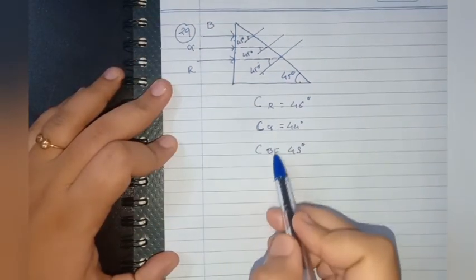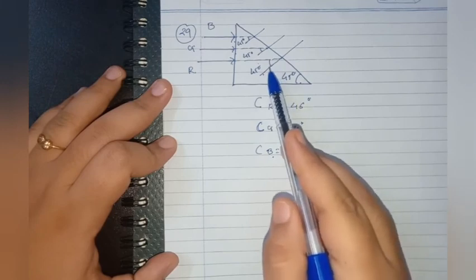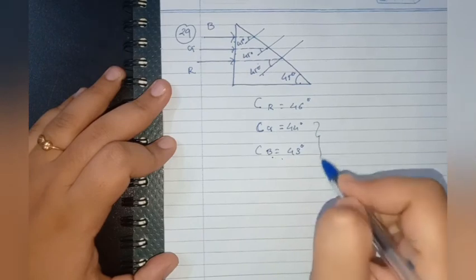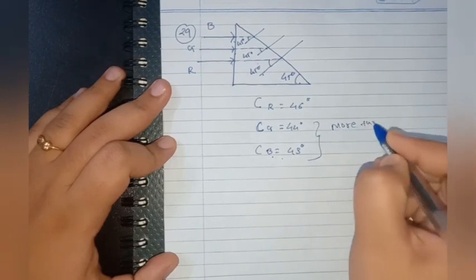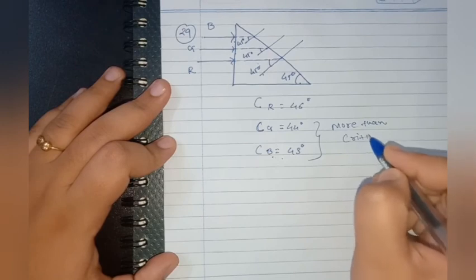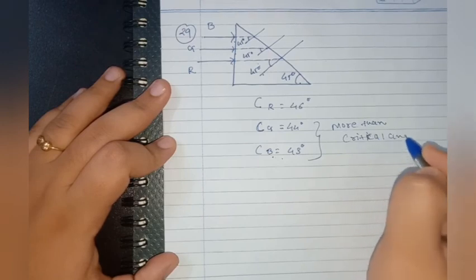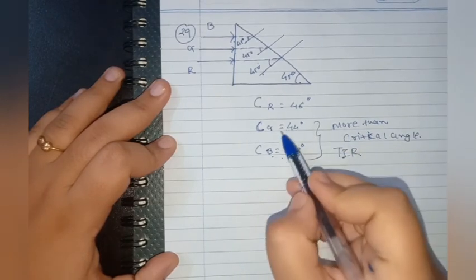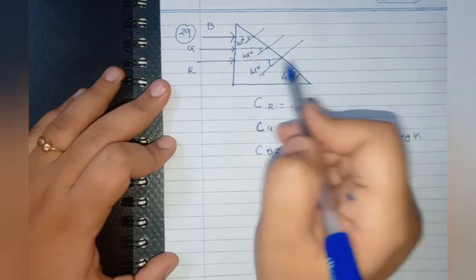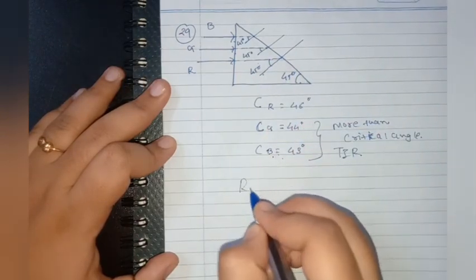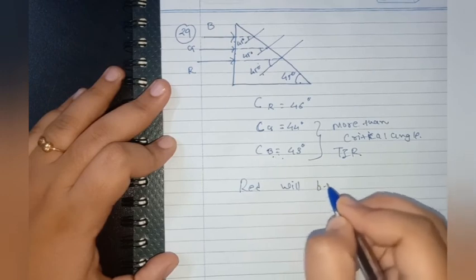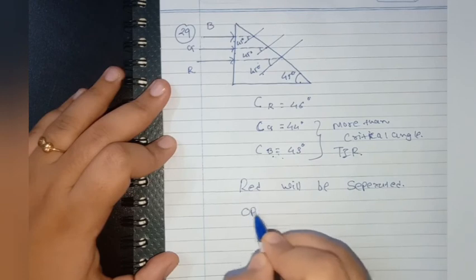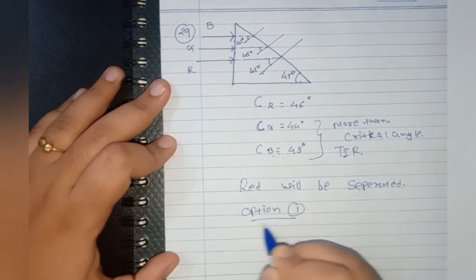Here green and blue have critical angle less than 45 degree. So green and blue are incident at an angle more than critical angle. So there will be TIR, total internal reflection of these two, and red will pass from the prism. So red will be separated from green and blue. So option 1 is correct option.